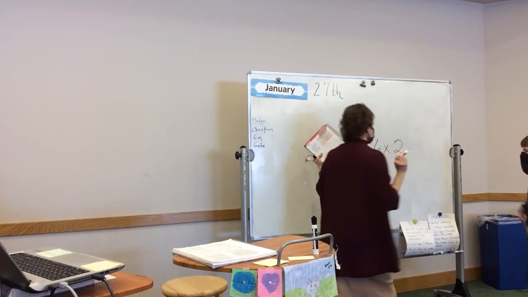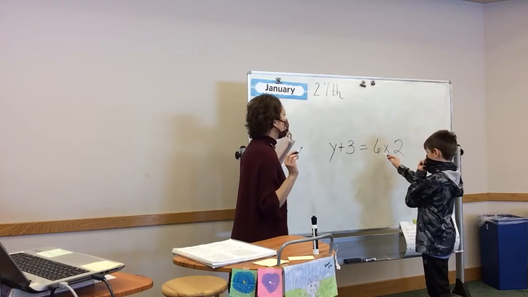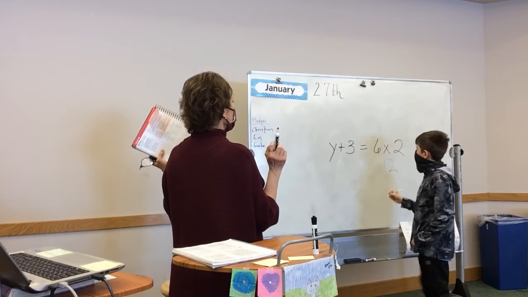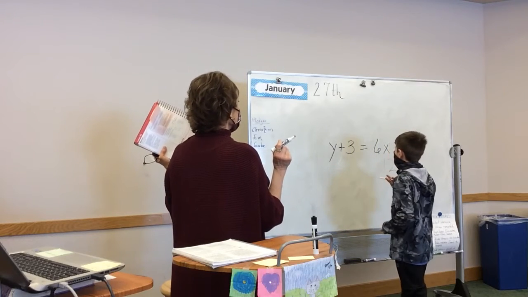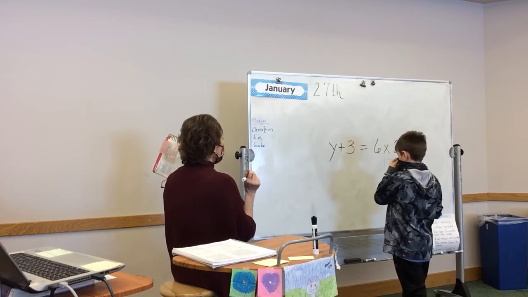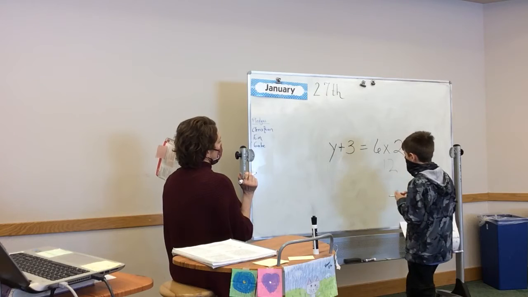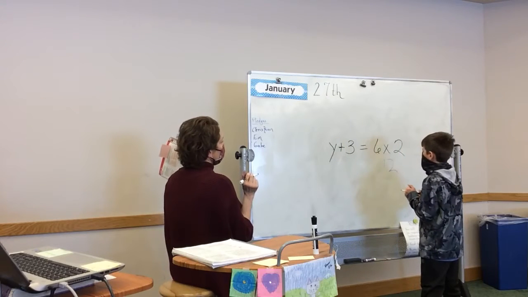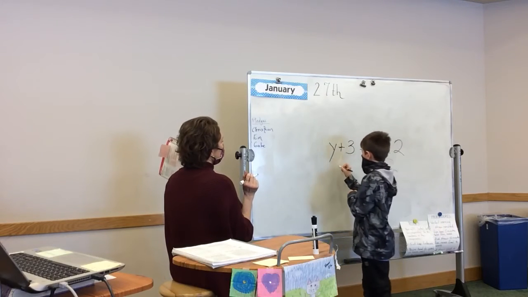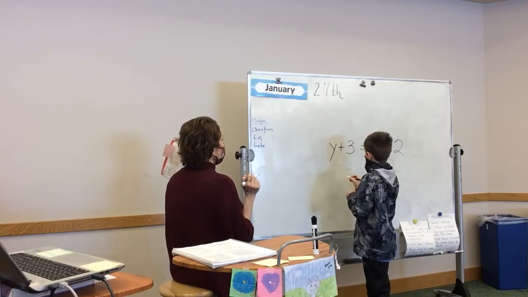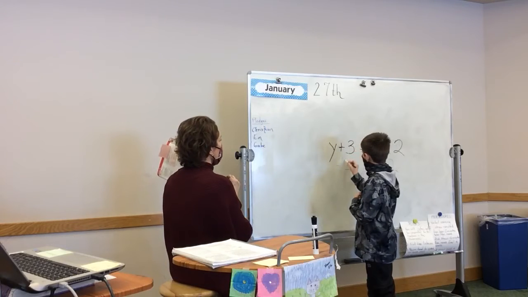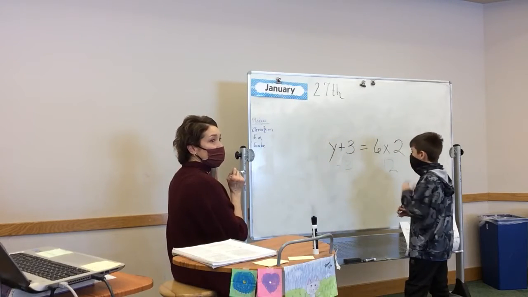All right, so, Grant, what is the first thing you're going to do? Right, that's what you know. You know the 6 times 2. Very good. So we work the 6 times 2, that was what you know. Now, how are we going to find out what the mystery is? Opposite. Beautiful. So then you can draw a line between the threes, because that just gets rid of each other, right? 3 minus 3 is? 0.